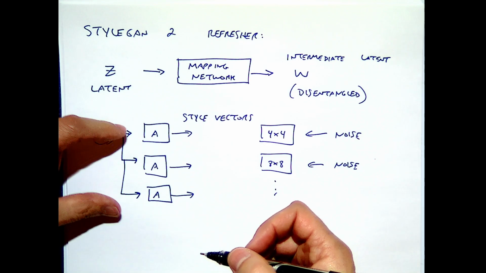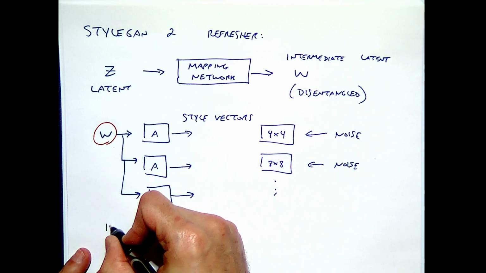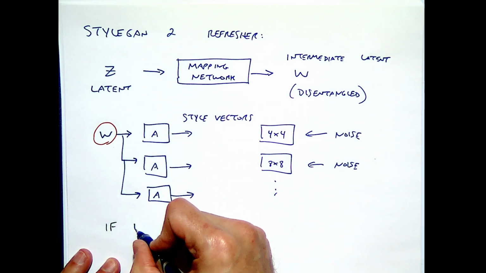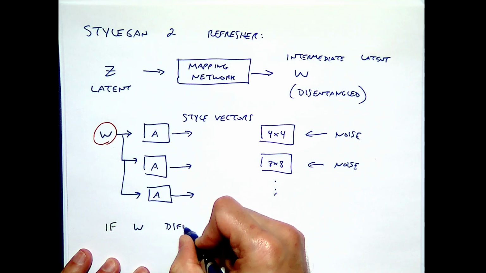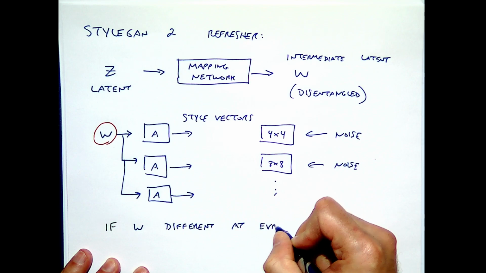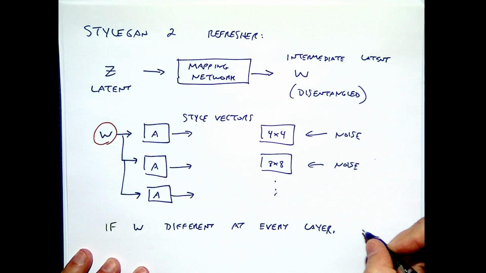It's possible that you could have a different W at every layer. So if W is different at every layer, this was called the W plus space.